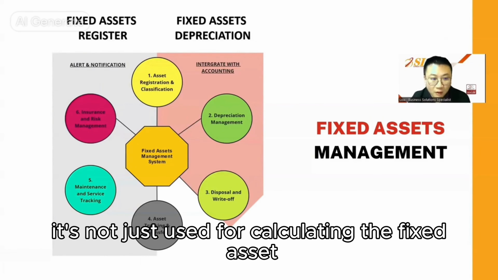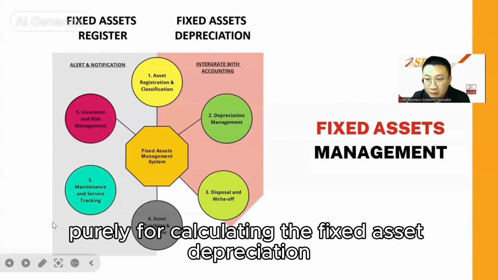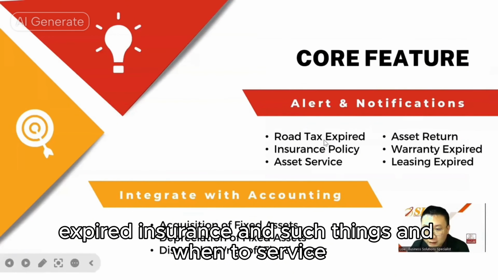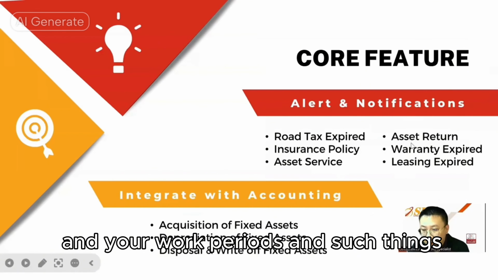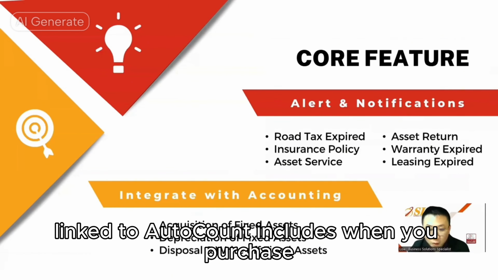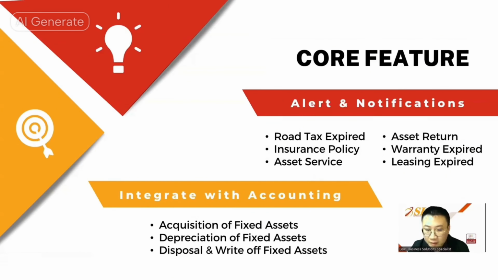It's not just used for calculating the fake asset, purely for calculating the fake asset's depreciation. So you see, mainly it has these alert functions. It can alert those due dates, expired insurance and such things, and when to service, and your work periods and such things. These are some settings that can be configured on our system and then can also be directly linked to Autocount. Link to Autocount includes when you purchase and which supplier, its depreciation, and your write-off. It will automatically handle accounting, so you don't need to manually do this accounting for these assets.